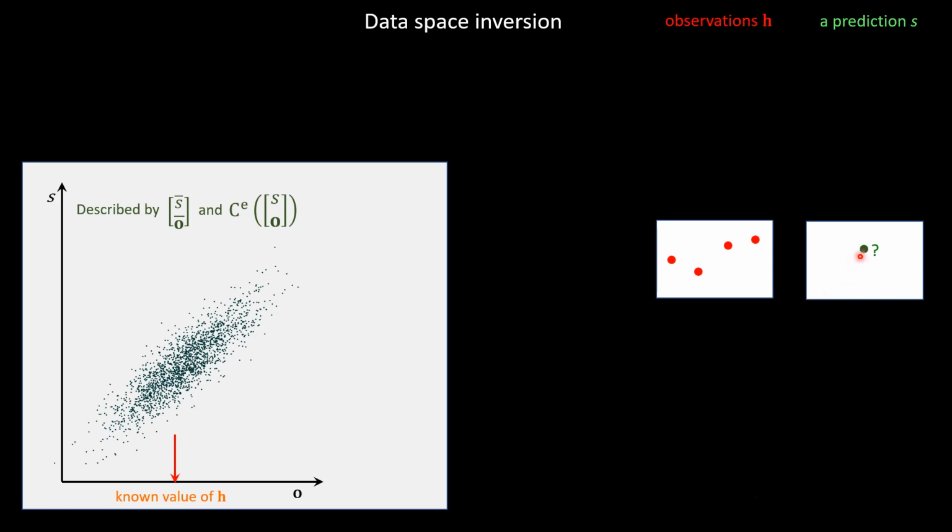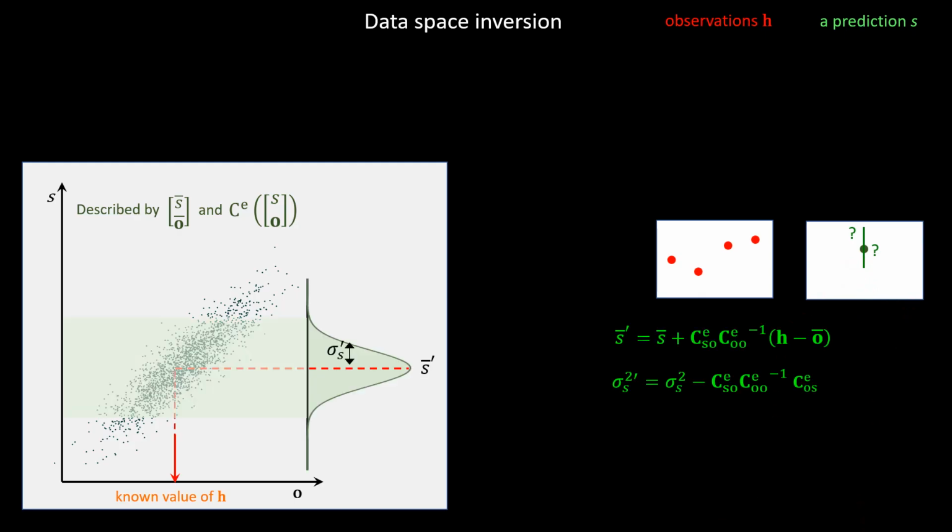I ask, what is the expected value of this prediction? What is the uncertainty associated with this prediction? Formulas that are available from linear algebra and basic statistics provide us with the ability to answer those questions. Here is the mean value, the expected value, the posterior mean value of the prediction. Here is the variance, square of standard deviation, the uncertainty of that prediction.